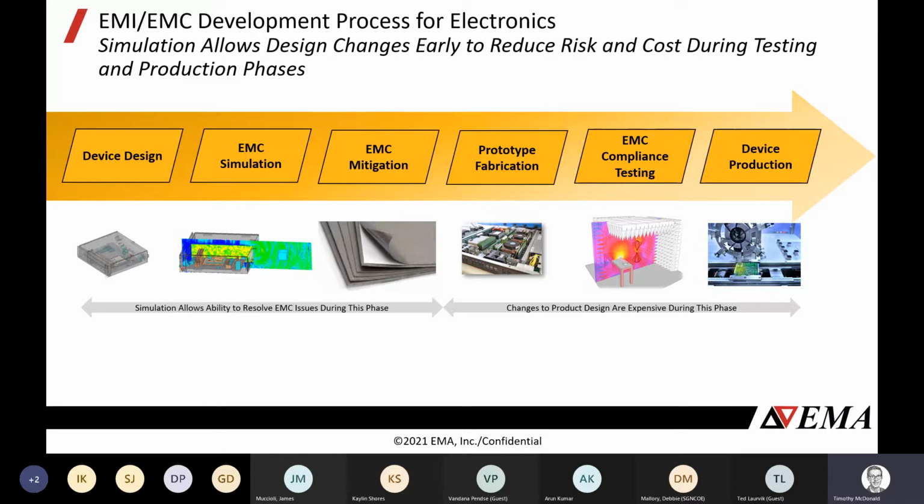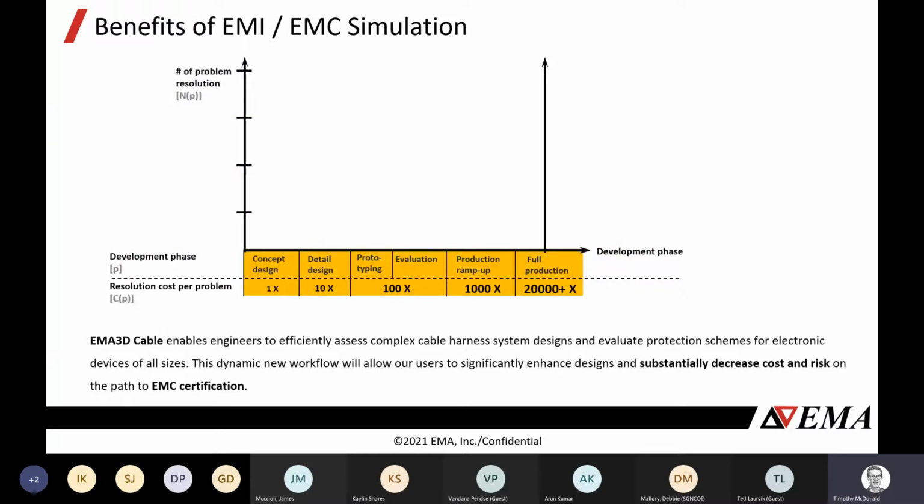And then once all of that testing is done and the other device testing and development processes are done, you enter device production. So the first 3 phases, those are the times that you want to find or anticipate EMC problems. The last 3 phases, it gets harder and more expensive and riskier to have EMC problems.